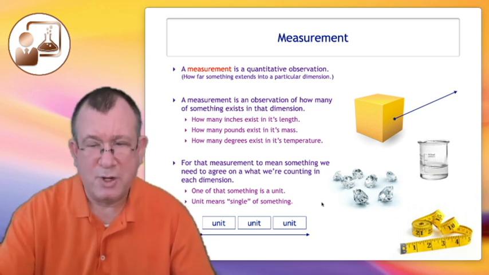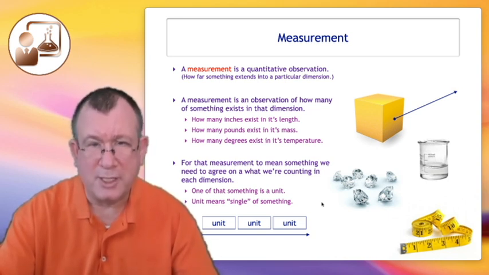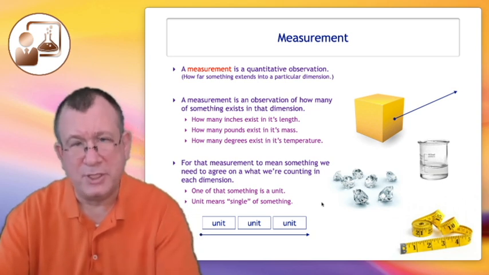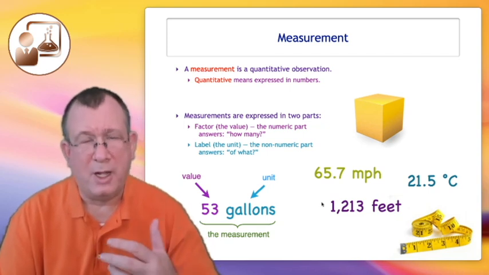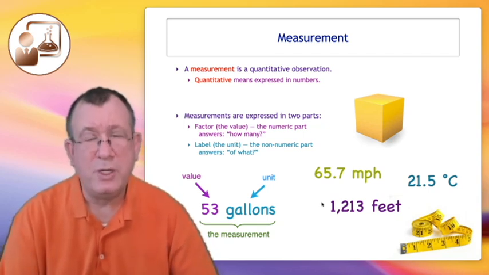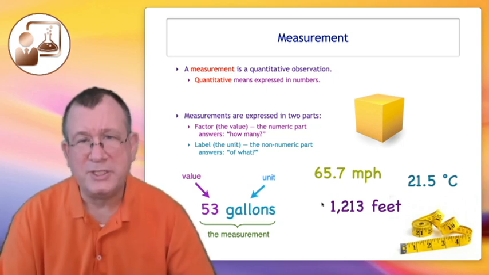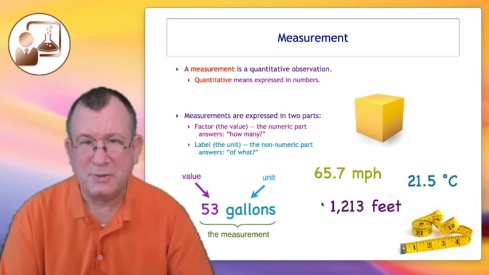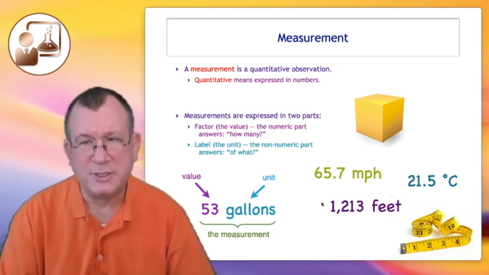So when we're going to describe or capture our measurement, we have to give both things: the numeric quality and the number of units that we are counting with that numeric quality. 53 gallons, 1,200 feet, 21.5 degrees centigrade, 65.7 miles per hour. A measurement has to have both pieces, otherwise it's not a measurement. This is how we get quantitative about our observations.